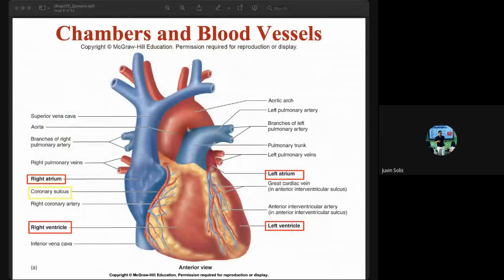Now let's go here. Let's now talk about the chambers and, hindi ko sinabi na chamber ng Harry Potter.